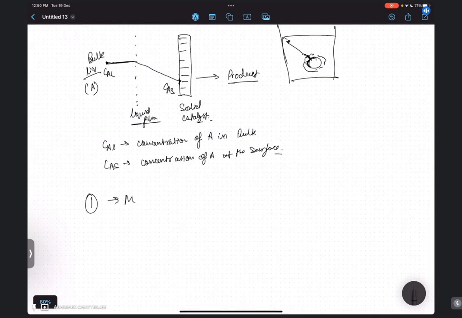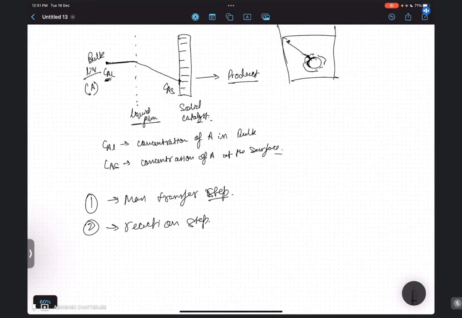The first step is your mass transfer step. Mass transfer step means the diffusion of this reactant A from the bulk liquid or bulk gas to the surface of the catalyst. This involves mass transfer, so it is known as the mass transfer step. The second step is your reaction step. Once reactant A reaches the surface of the catalyst, it will convert into your product.